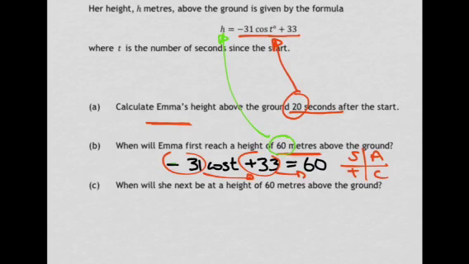When will she be next at a height of 60? That's where you have your second tick. Okay, you're going to have two ticks in this first question up here. The first answer is for part B. The second answer from the second tick is part C.